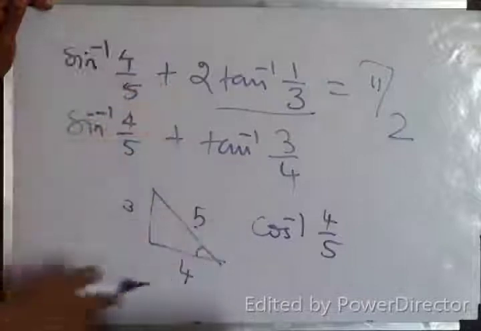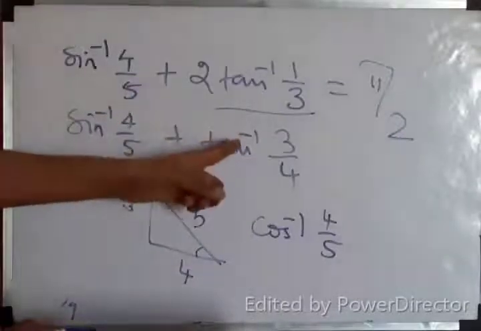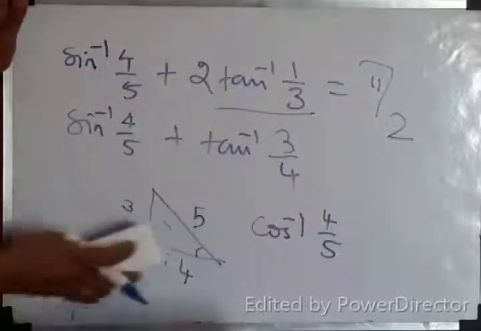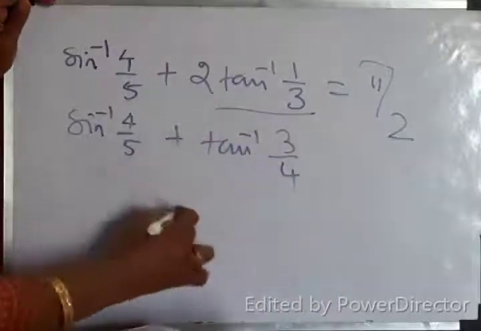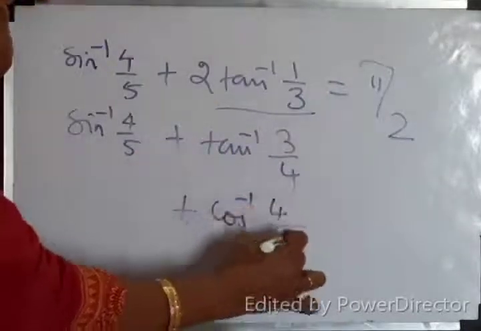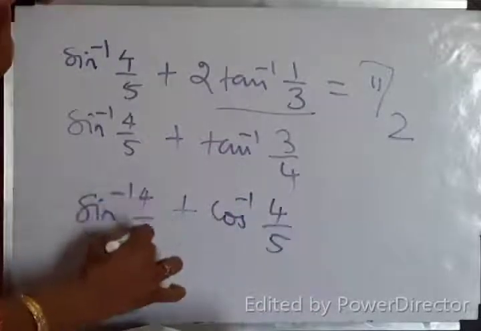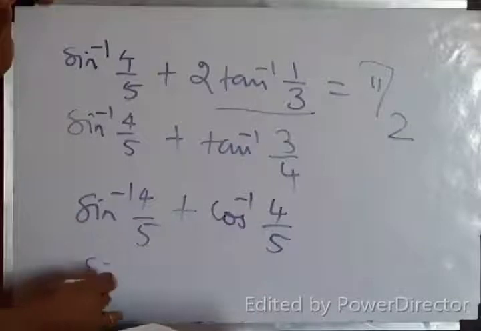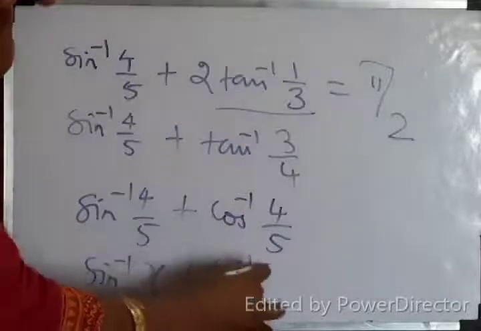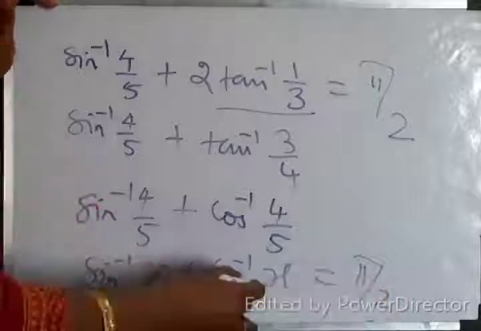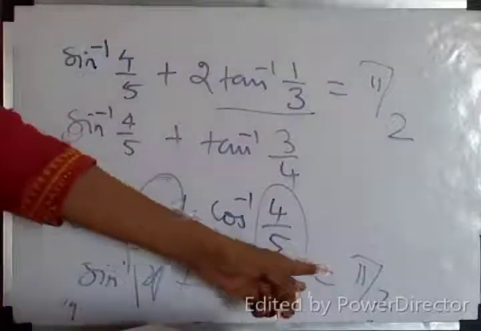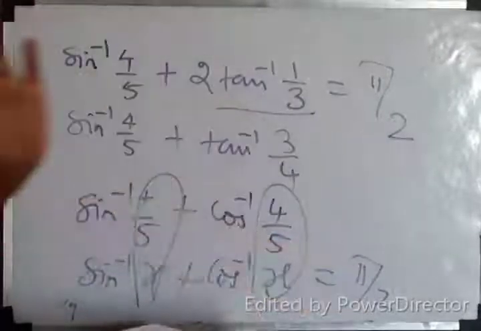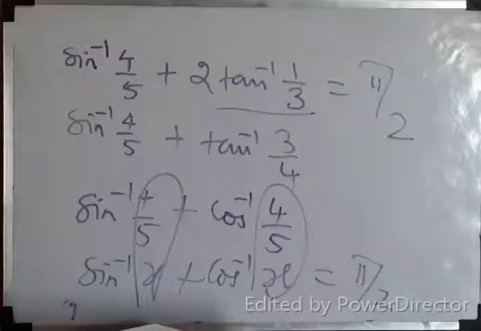Sine inverse x plus cos inverse x equal to pi by 2, a well known property, isn't it? So instead of tan inverse 3 by 4, I can write cos inverse 4 by 5. This is sine inverse 4 by 5. What is x here? 4 by 5. I can easily apply the property sine inverse x plus cos inverse x equal to pi by 2. So I'll stop now.